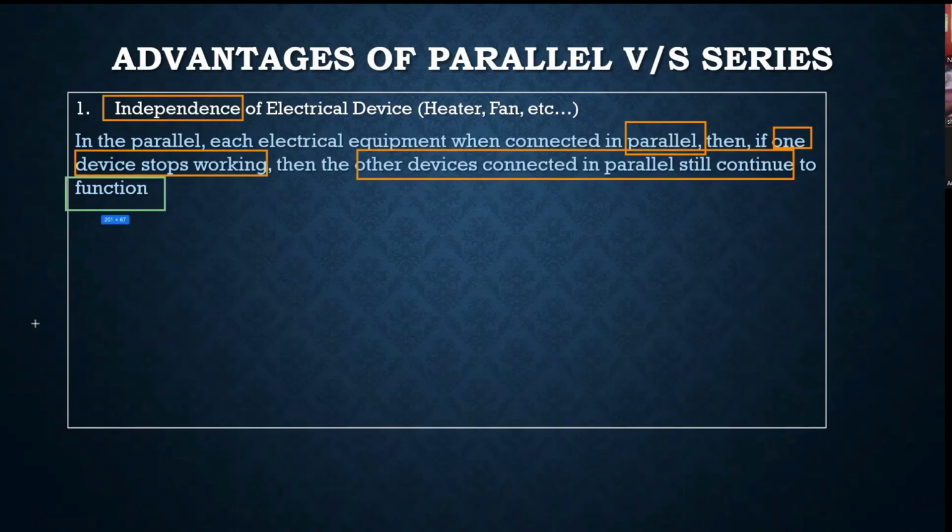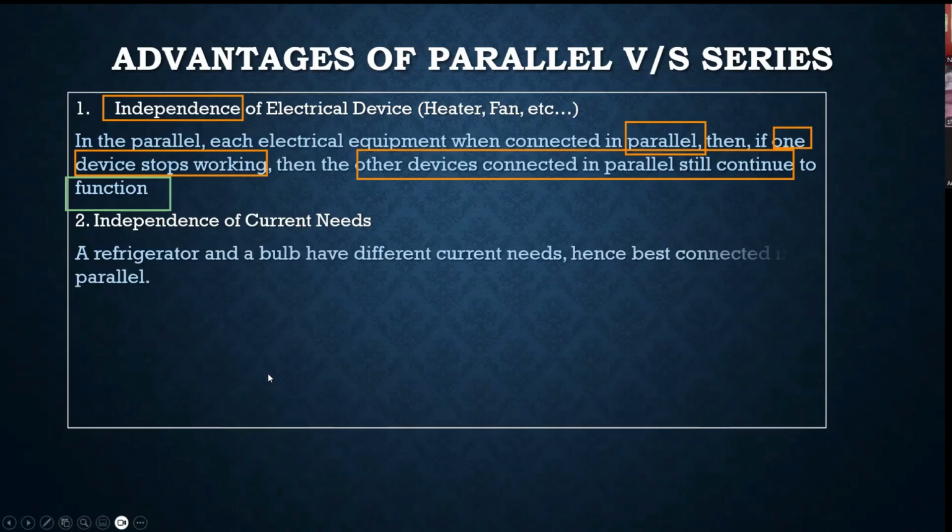Okay, what is the next advantage? Each device, your TV, will have a different current requirement. Your mobile will have a different current requirement. Your fridge will have a different current requirement. If you connect it in series, then the same current will go in all the equipment, so one of the equipment will blast. But if you connect it in parallel, what will happen? Each line, each circuit will have a different current flowing to it. That is why parallel circuit is advantageous.